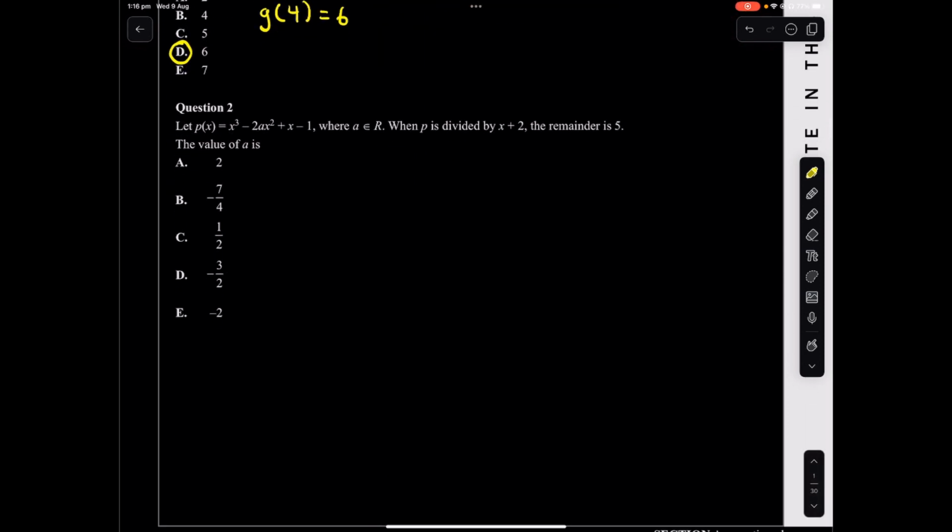Nice. Let p of x equal this, where a is an element of the reals, and p is divided by x plus 2, so that's your factor. Okay, it's not a factor actually, it's okay. So it's divided by this, and the remainder is 5.